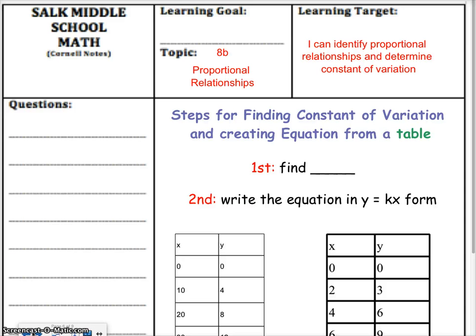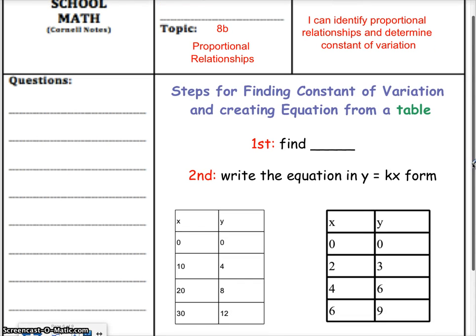Now you're going to have to, given a table, make an equation. So I'm going to give you a table, you have to make an equation. And here's how you do it. I want you to write, over here on the question side, y equals kx. That's how every equation should look. So right there on the right, y equals kx.